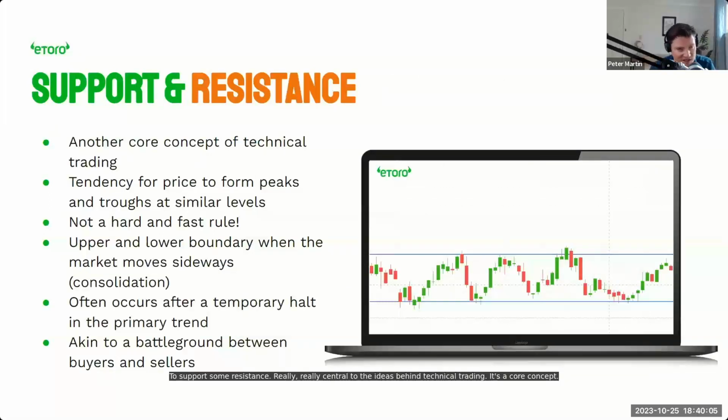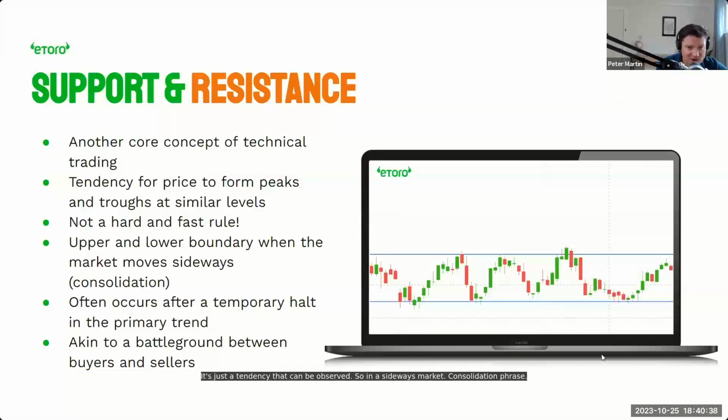So support and resistance, really central to the ideas behind technical trading. It's a core concept. And really what we're talking about is a tendency for price to form peaks and troughs at similar levels. So we often see this tendency, and more often than not, this is in a sideways market where we see levels coming up again and again. But it's not a hard and fast rule. There's nothing that says the market has to do this. It's just a tendency that can be observed.